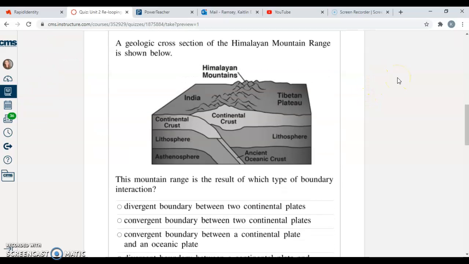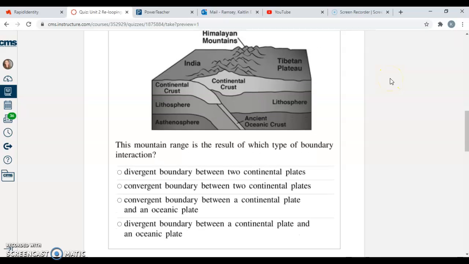Question 2 says, a geologic cross-section of the Himalayan mountain range is shown below. This mountain range is the result of which type of boundary? Well, there are three different types that we have to know about. Divergent is when two plates move away from each other. Transform occurs when two plates slide past each other. And then convergent occurs when two plates move towards each other. Okay, so those two plates are moving towards each other.